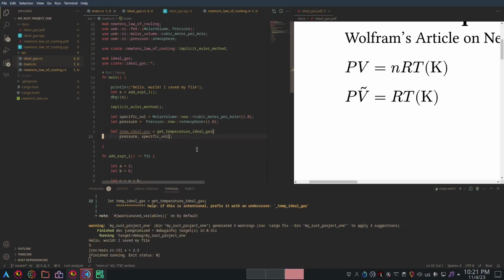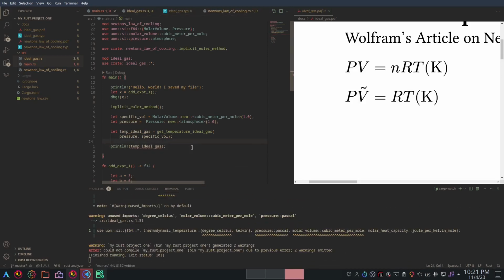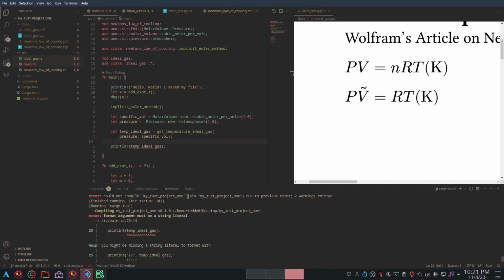I want to print out the ideal gas temperature. Print line, temp ideal gas. Better put a semicolon there. Of course it will have a problem because you need to format the thing. So just follow what the compiler says, or you can use the debug. That's fine as well.